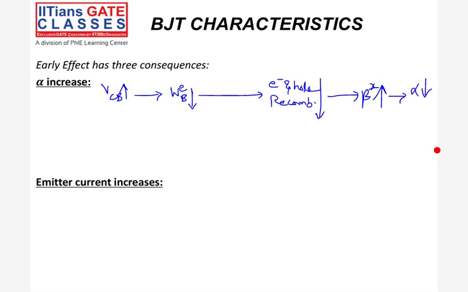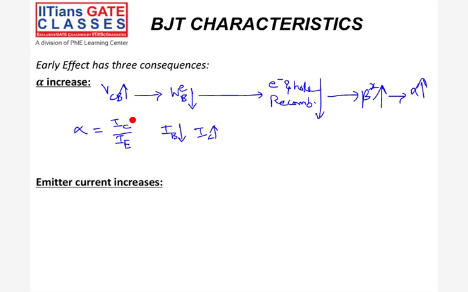Sorry, alpha will not get decreased, alpha will get increased also because of this. We can see in other ways also. What are other ways? Alpha is equal to the current, that is IC divided by IE. So when this recombination reduces, IB reduces. IB reduces, it means IC will get increased, but very slightly, a very small increment in IC.